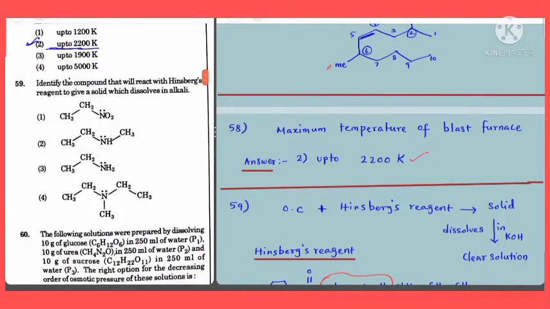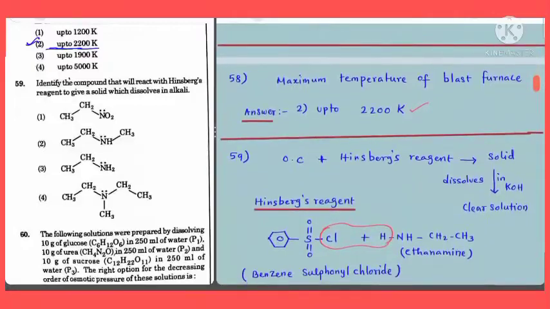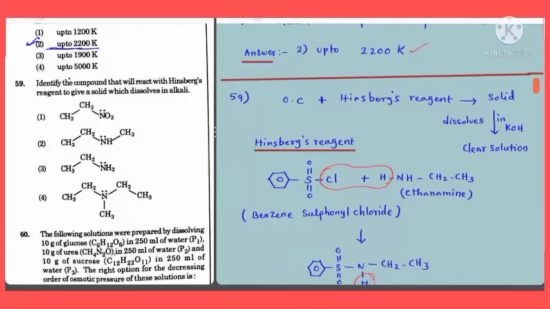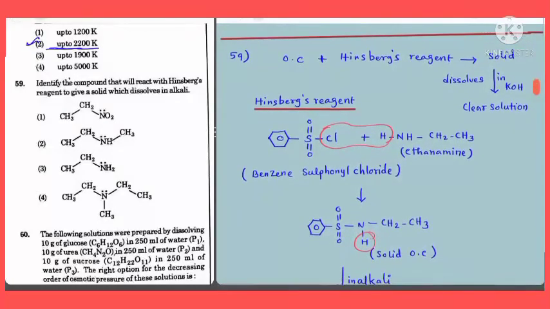Identify the compound which will react with Hinsberg reagent to give a solid which dissolves in alkali. First of all we should know what exactly the Hinsberg reagent is. It is benzene sulfonyl chloride. Sulfonyl chloride has a double bond O, a single bond Cl, and another Cl. If one Cl is substituted by a C6H5 group, then it is called the Hinsberg reagent.